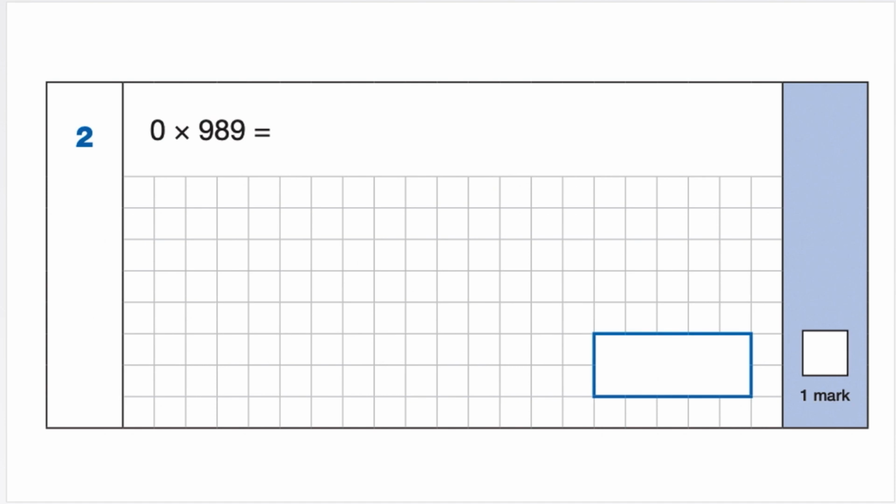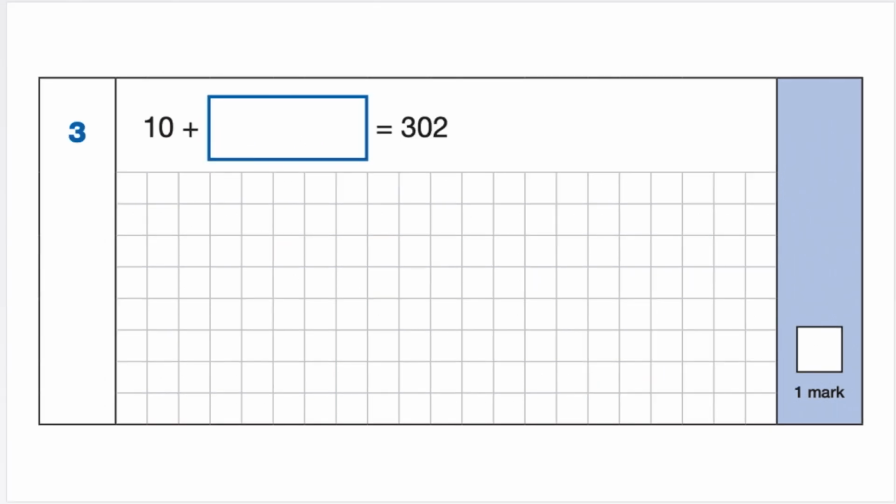Okay, question 2, this is a great one. 0 times 989. This is going to be no working out because anything multiplied by a 0 is going to equal 0. They're trying to trick you here. Some people will put 989 as the answer, but we should know that anything multiplied by a 0 is going to give us an answer of 0.